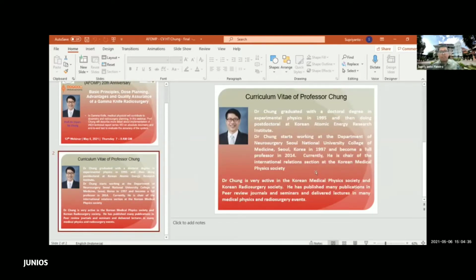Before Professor Chung delivers the lecture, I will show you his curriculum vitae. Professor Chung graduated with a doctoral degree in experimental physics in 1995 from Seoul National University, and then did postdoctoral research at the Korean Atomic Energy Research Institute. He started working at the Department of Neurosurgery, Seoul National University College of Medicine in 1997 and became full professor in 2014. Currently, he is the chair of the International Relations section in the Korean Medical Physics Society. He is also very active in the Korean Radiosurgery Society. He has published many papers in peer-reviewed journals and delivered lectures at many medical physics and radiosurgery events.